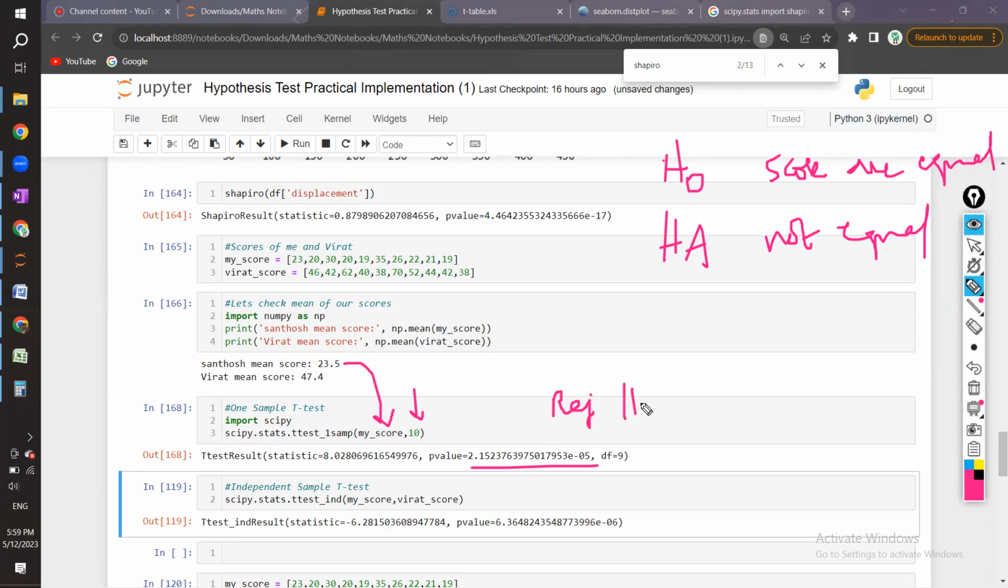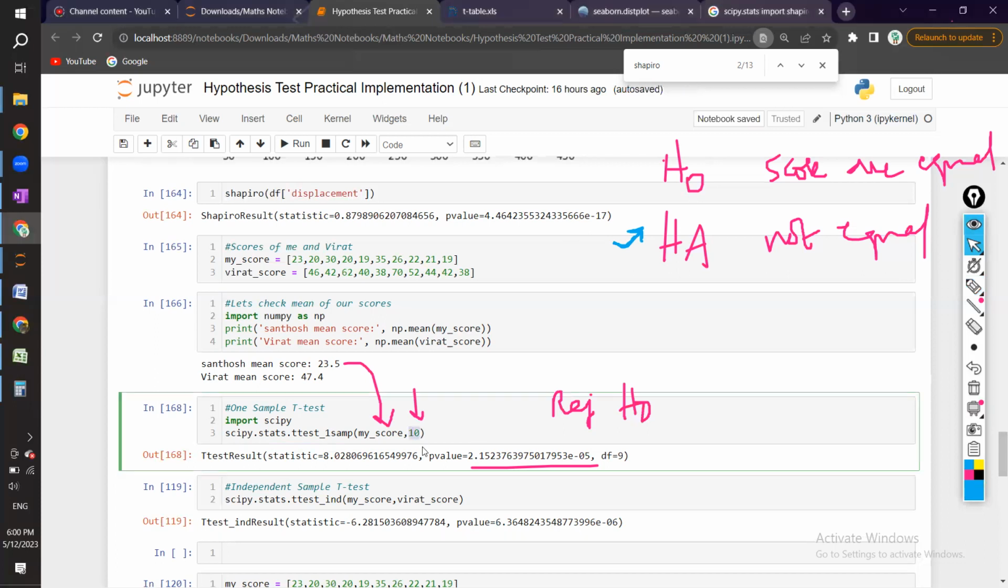Agree? So reject null hypothesis means I will say accept this guy and say whatever you are comparing are not equal. That means the mean of this is not equal to 10. That's what this guy is saying. Are you getting? Or shall I repeat? Understood, sir. Understood? Okay.